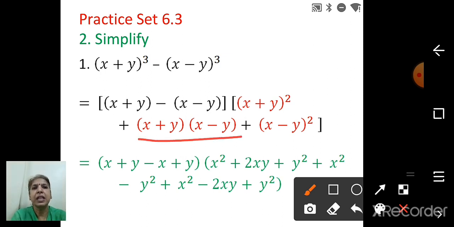Plus, now next terms you see, x plus y the whole bracket multiplied by x minus y. It is based on the formula a plus b multiplied by a minus b, a square minus b square. So it is a square, and we are having in its place x. So x square minus y square plus x minus y the whole square. Here which formula is used? a minus b the whole square. So you are going to write x square minus 2xy plus y square.